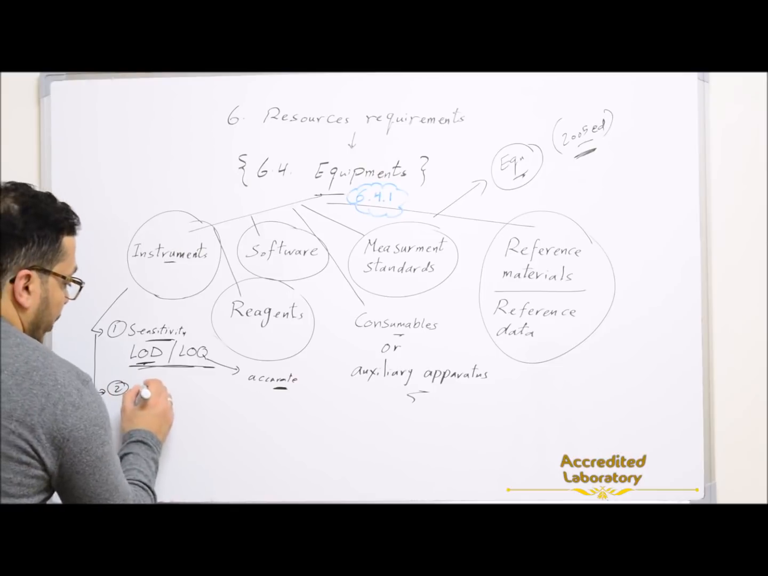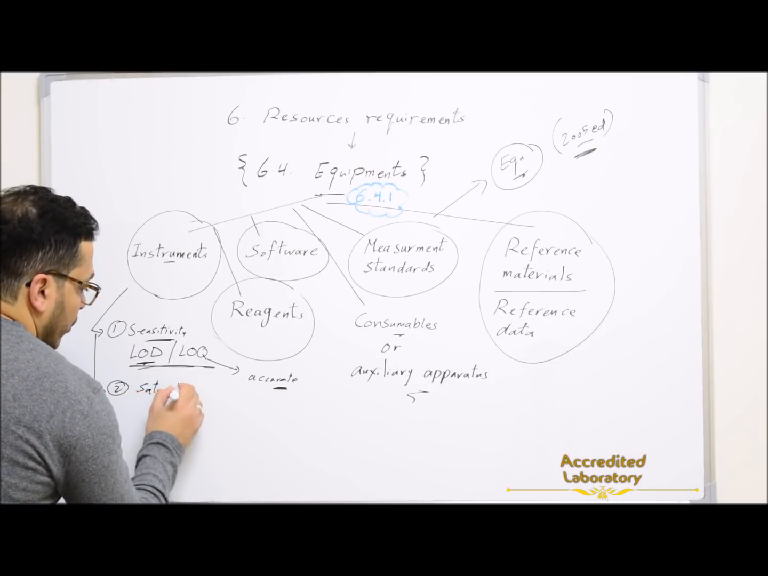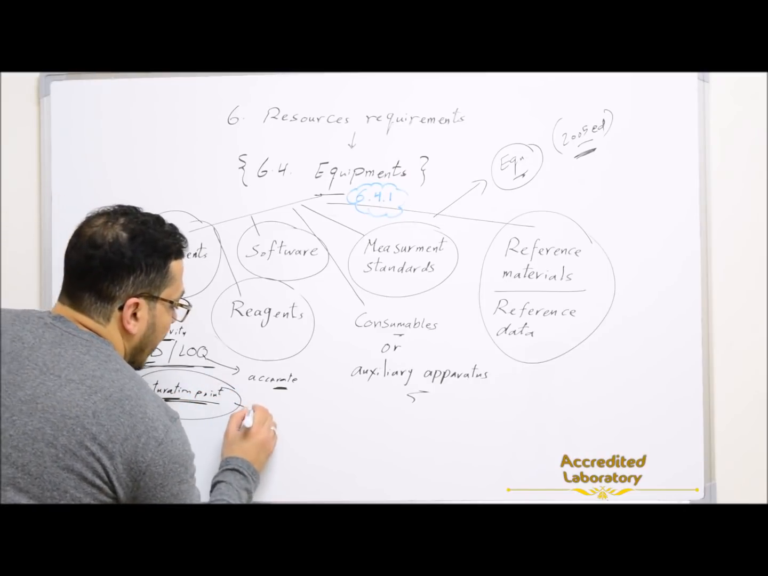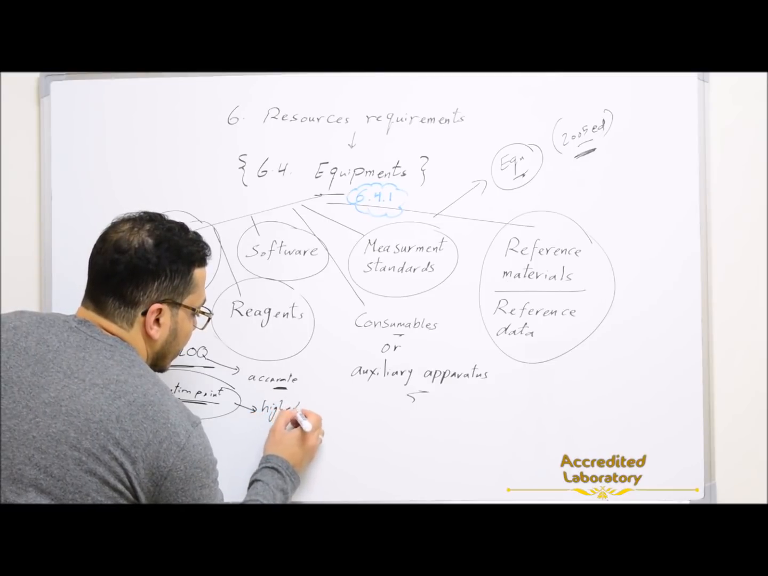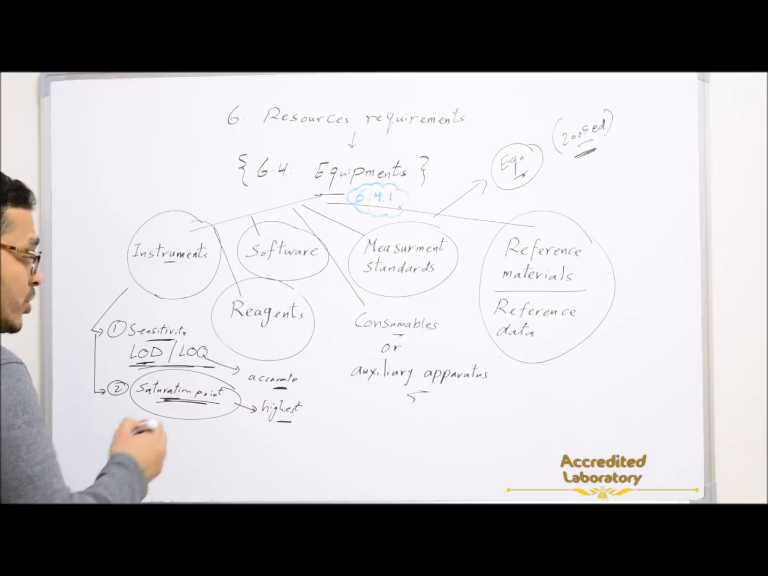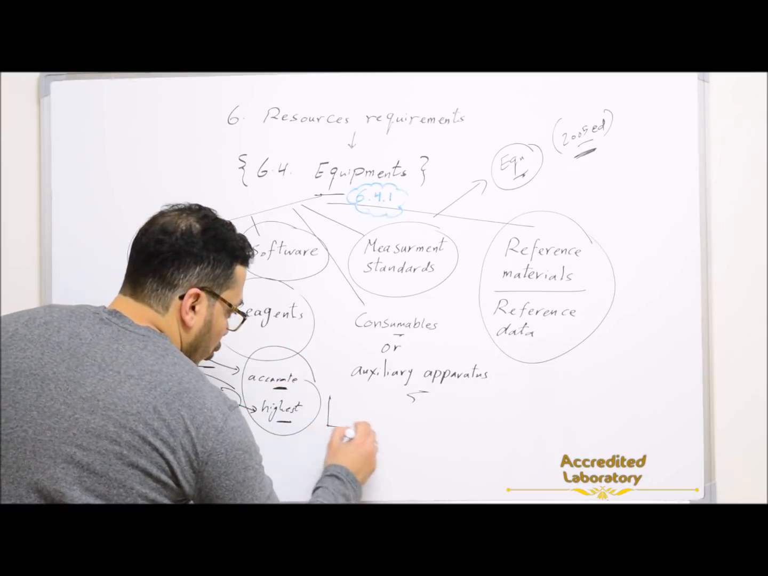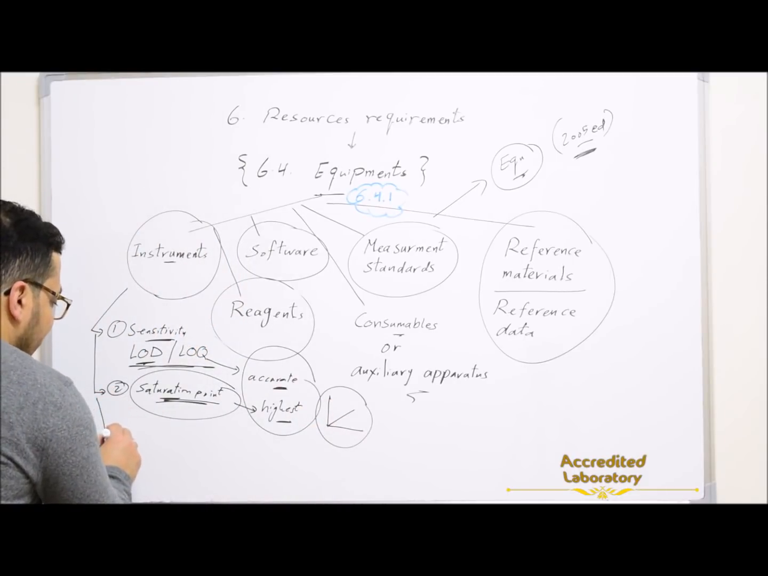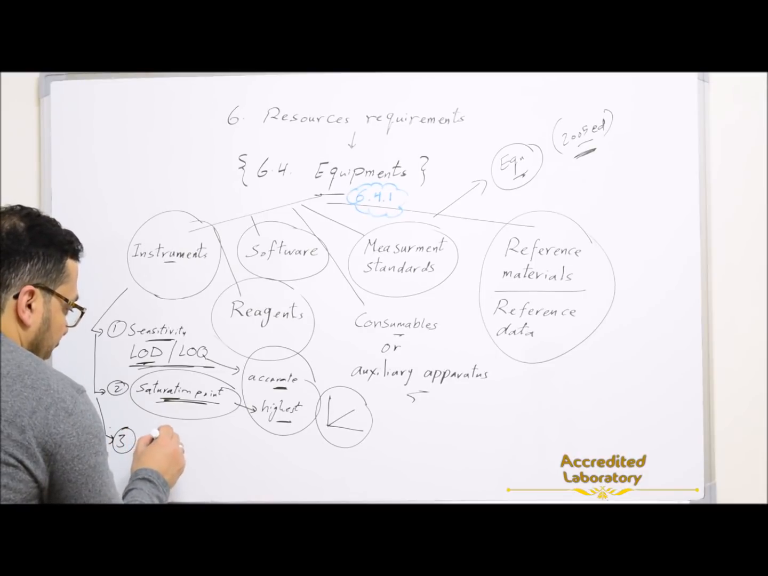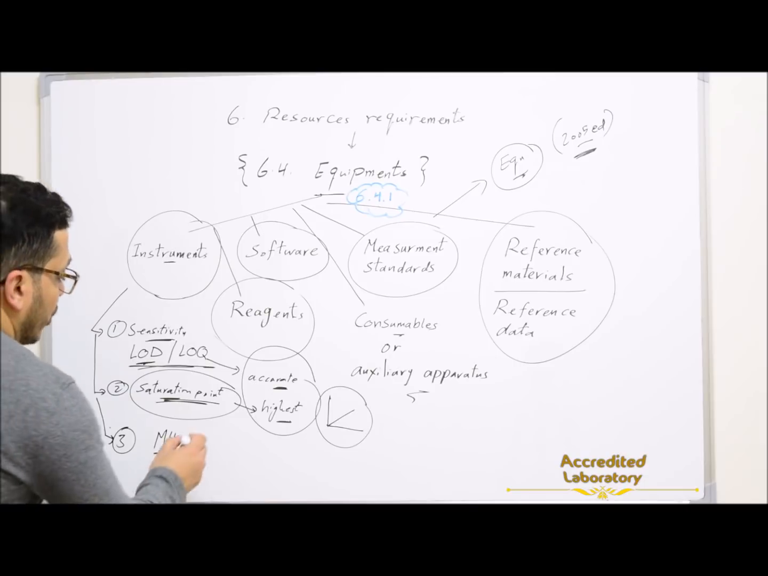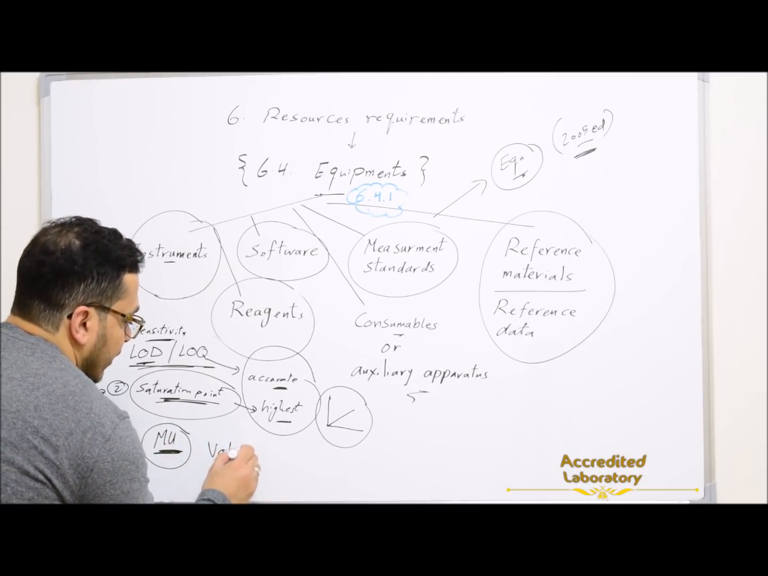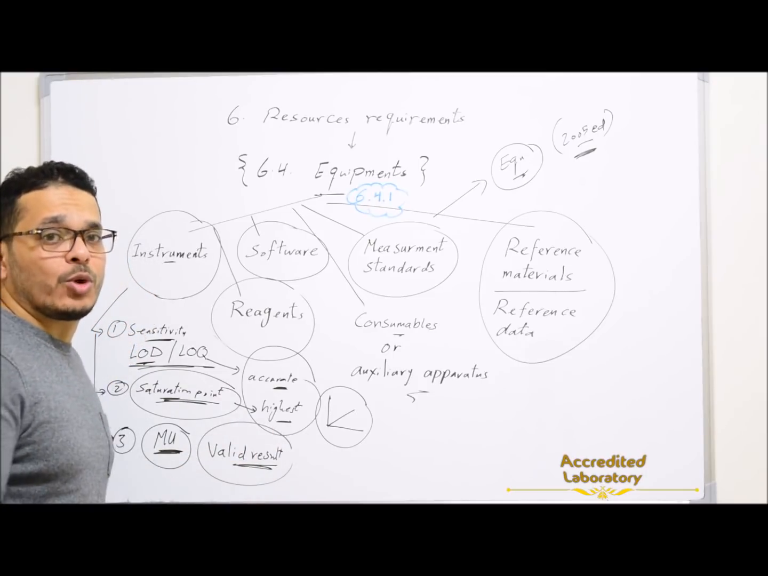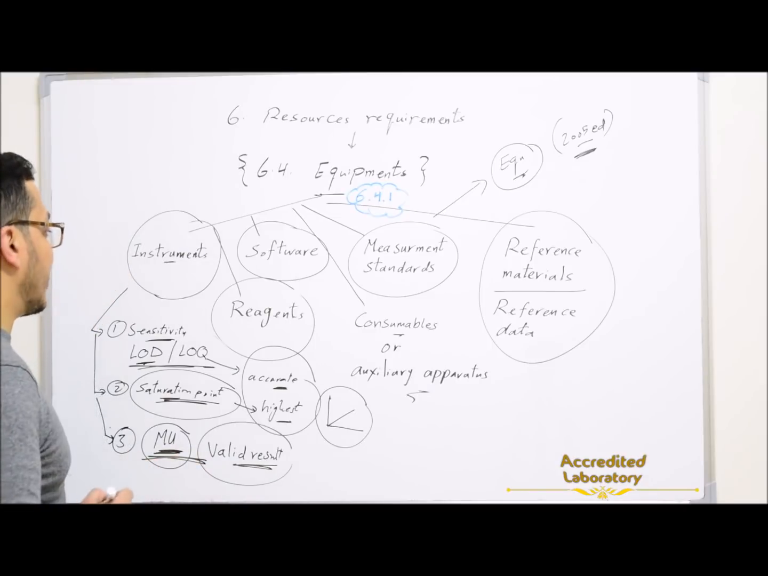Number two, saturation point. What is the highest concentration that can be quantified by this instrument using this method? And you will know the range of linearity. And also you should take into consideration the uncertainty range required. Uncertainty range required to get a valid result. Accurate result within acceptable range using this measurement uncertainty.